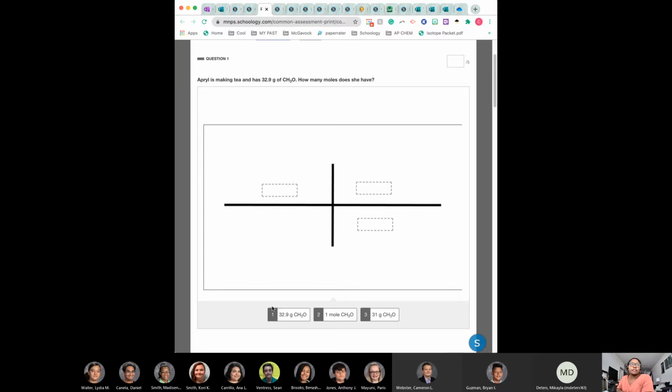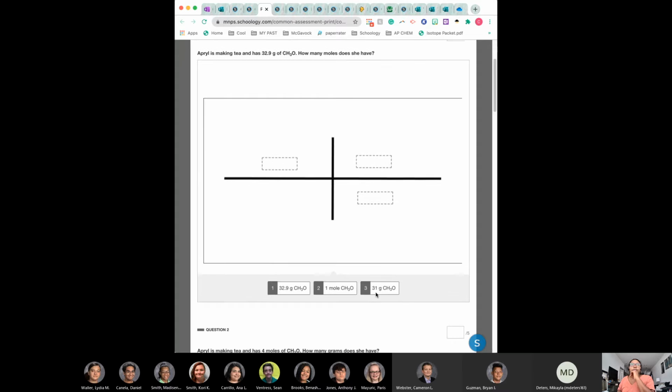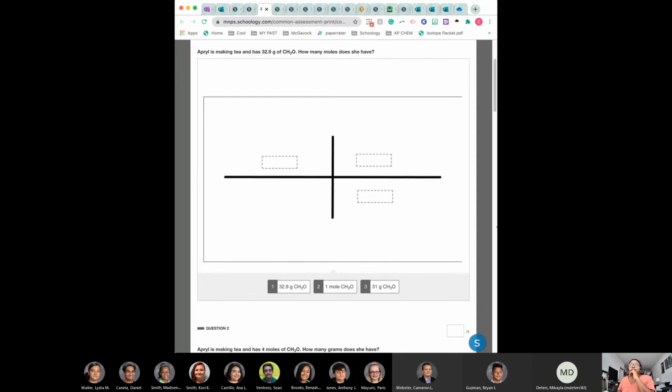Answer choice 1, which is 32.9. Answer choice 2, which is 1 mole. Or answer choice 3, which is 31 grams. Which one is going to go in our very first blank? Okay, Michaela and Brian say 1. Does anybody else agree or disagree? Madison and Cameron both say 1. Anybody else have any ideas? Let me get one more person.